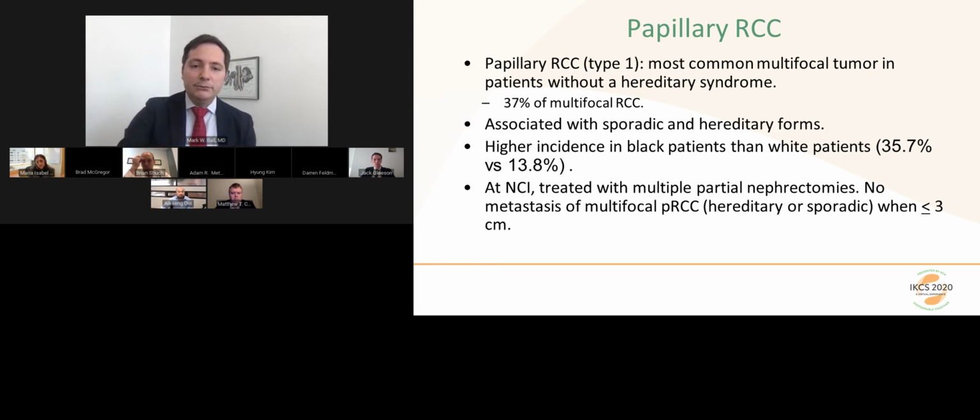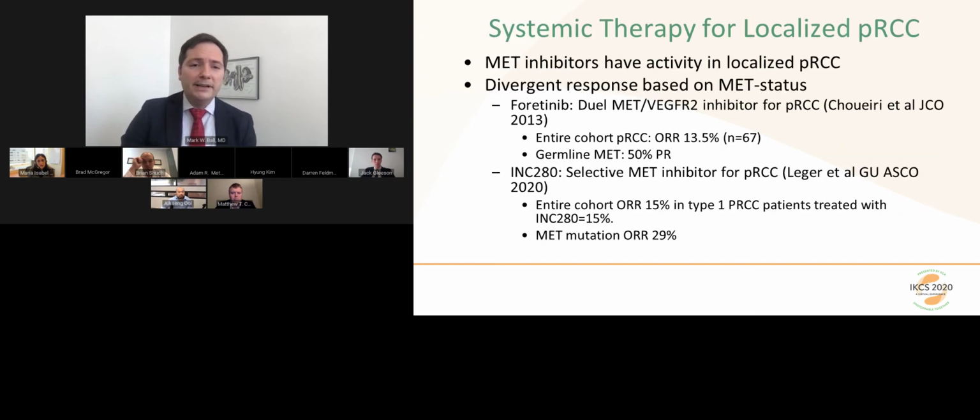And when treated when small, these patients have a very low risk of metastasis, 0 when it's less than 3 centimeters. And the last point I want to emphasize here is that there is some activity for systemic therapy in localized papillary RCC. And this is with MET inhibitors. And there have been 2 phase 2 trials looking at localized papillary RCC. But there are divergent responses based on MET status.